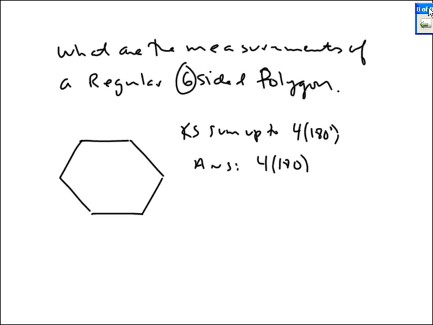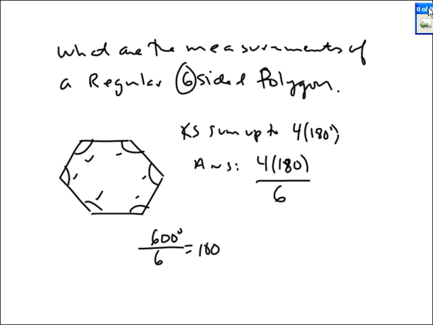The thing is, maybe we don't have to multiply 4 by 180. For example, if there were only 4 angles, the 4s would cancel out. But we have 1, 2, 3, 4, 5, 6 angles. So if all these 6 angles added up to 600 degrees, for simplicity, and they all are the same measurement, you divide by 6 and you'll discover they're all 100 degrees. That's why I'm dividing by 6.